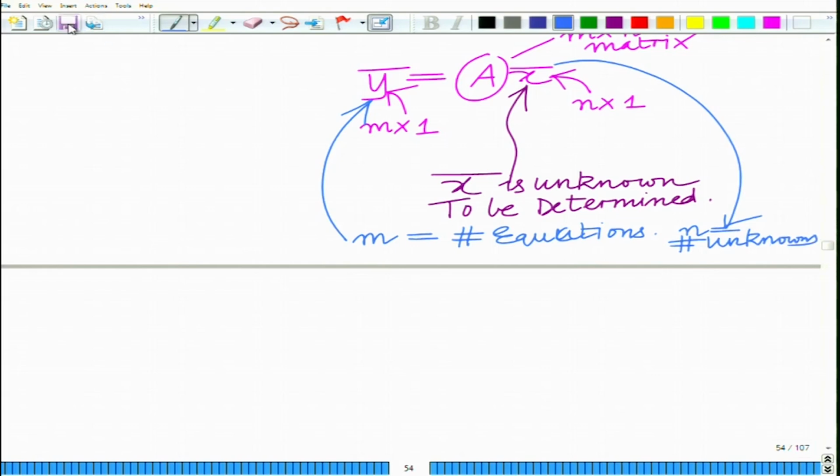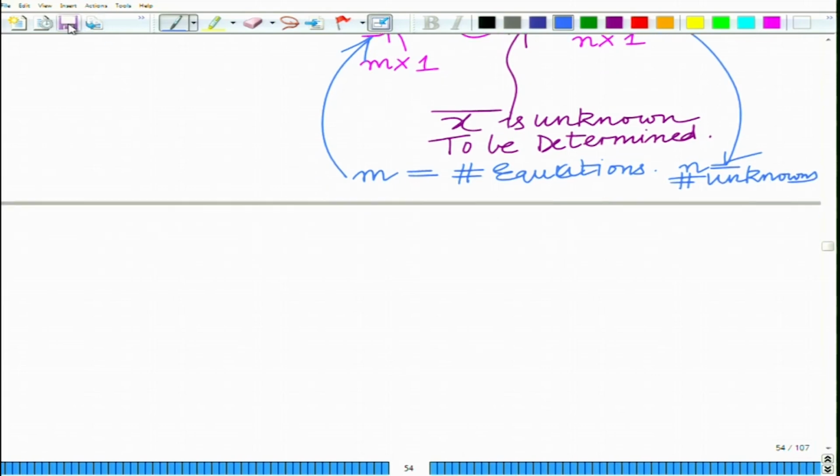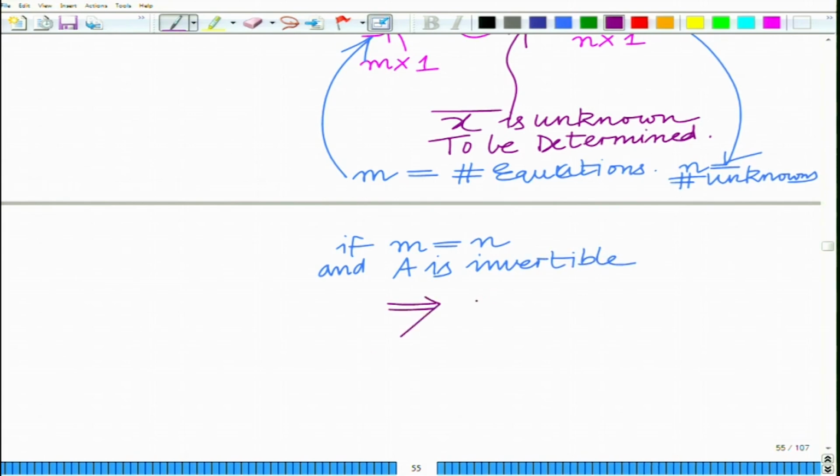Now, let us assume a simple scenario to begin with. If m equals n and A is invertible, remember, this has to be given, then this implies I can find, from y bar equals A x bar, x hat, the estimate of x, equals A inverse y bar. This I think is the typical solution for the linear system, which most students would know.